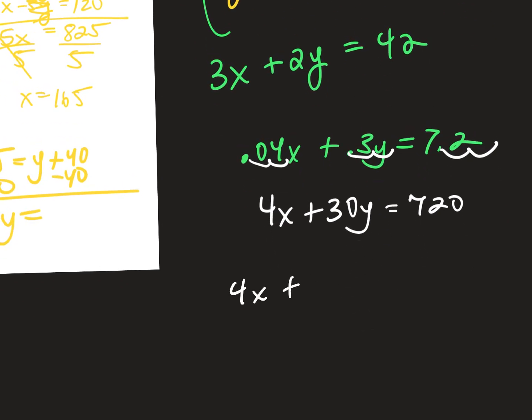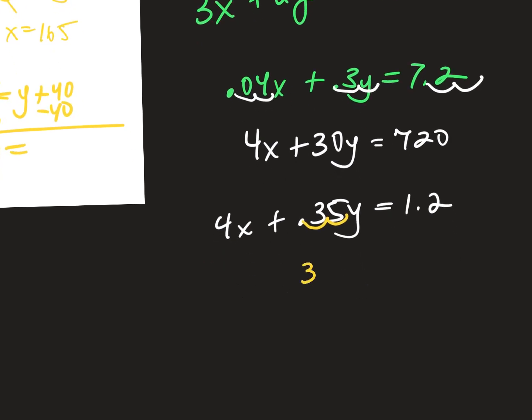Say this one was 4x plus 0.35y equals 1.2. What is the most amount of spaces you have to move to make your decimal a whole number? 2, right? In order to make that a whole number, I have to move 2. So that means everything has to move by 2. So this is 35. Yep, there's a decimal place there. You got to move it 2. This would become 400, and this would become 120.